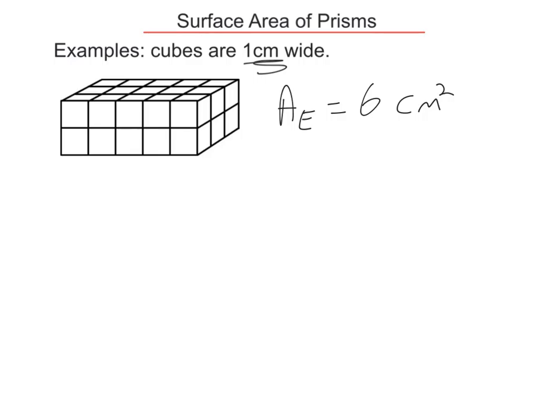Now, because it's a prism, there will be two of those ends. One here and one at the back here that you can't see. So when I get my answer, I'm going to double that. So the area of both ends will be 6 and 6 is 12. Looking at the side, you can see that there are actually 1, 2, 3, 4, 5, 6, 7, 8, 9, 10, or 2 times 5 is 10. So the area of the sides is equal to 10 centimetres squared.